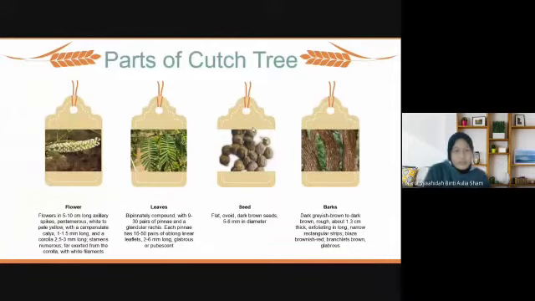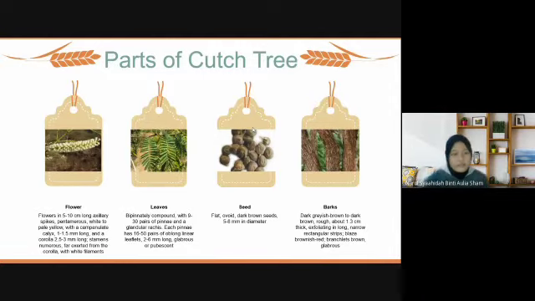So these are the parts of Kutch tree. We can see there are flower, leaves, seed and barks. For the flower, it is 5 to 10 centimeter long axillary spikes, pentamerous, white to pale yellow, with a campanulate calyx 1 to 1.5 millimeter long, and the corolla is 2.5 to 3 millimeter long. Stamens are numerous, exserted from the corolla, with white filaments.